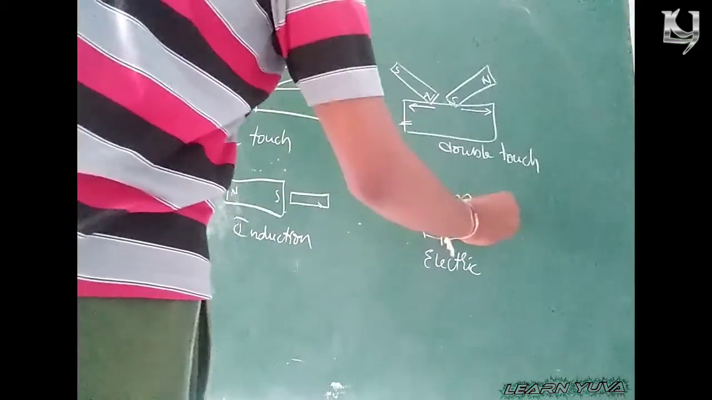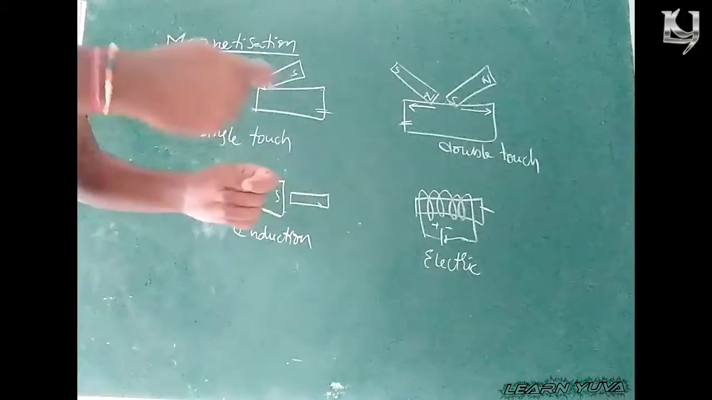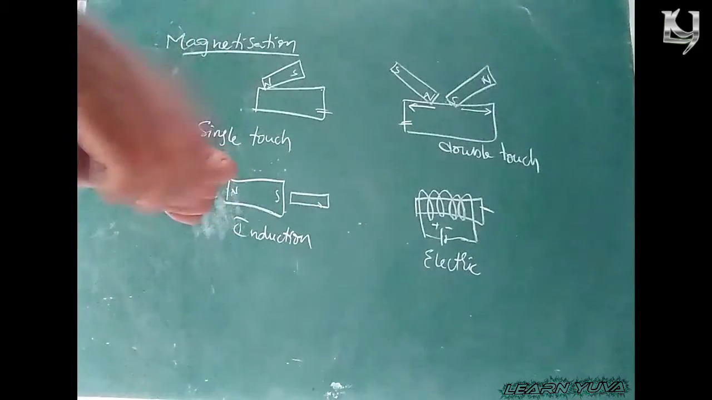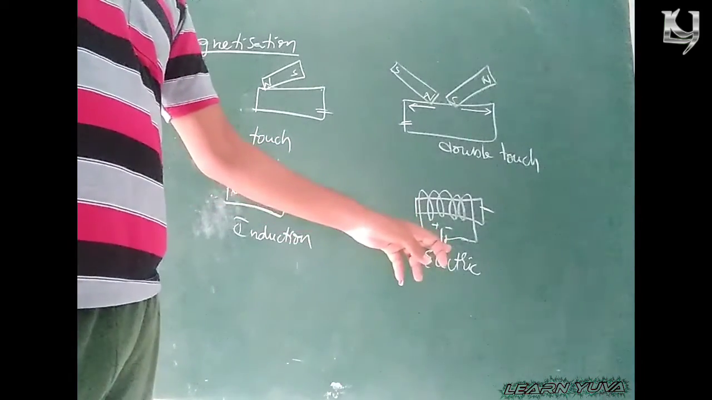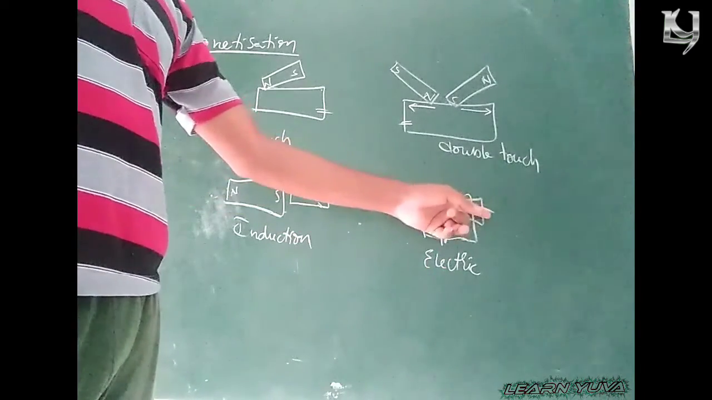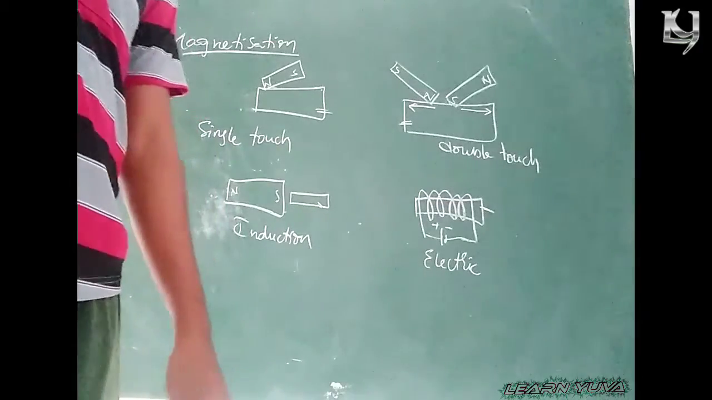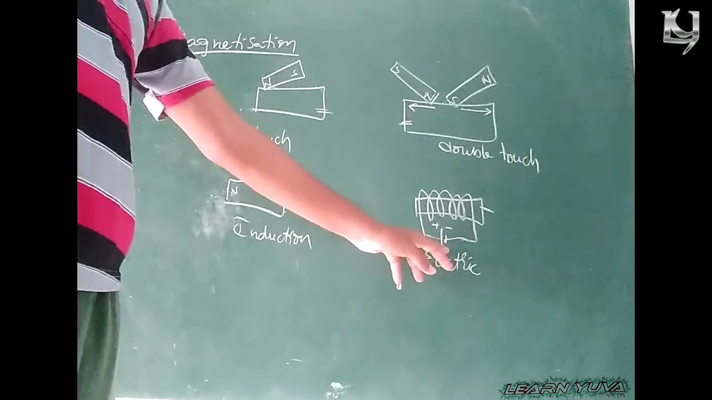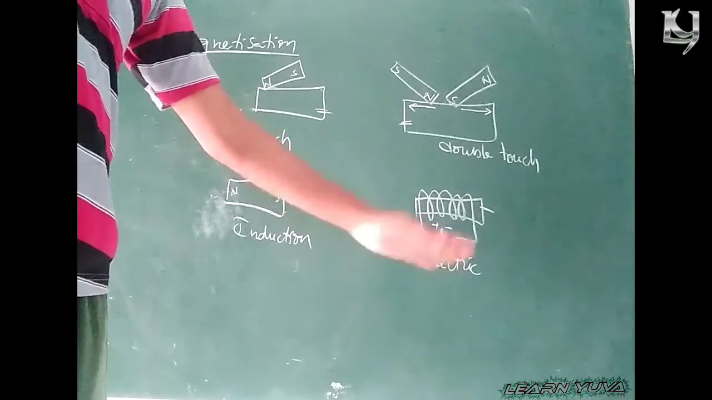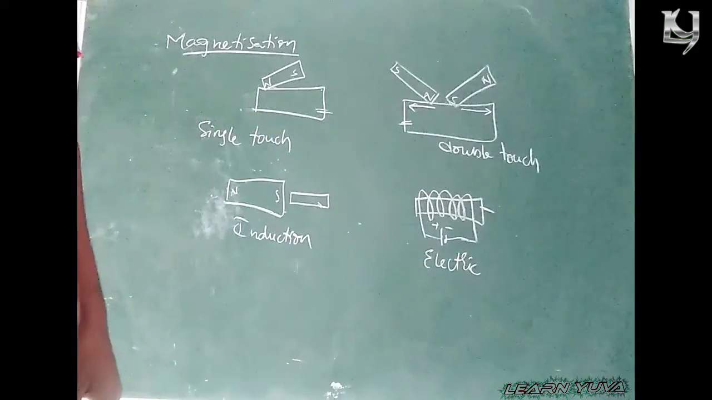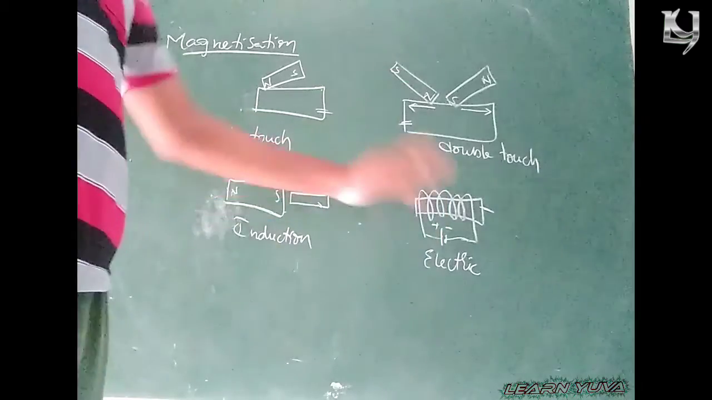Electric method. To the magnetic material, we wind copper wire, and if we give DC supply to that copper wire, the magnetic material acts as a magnet as long as the supply exists. If you remove the supply, it does not act as a magnet. Clear?